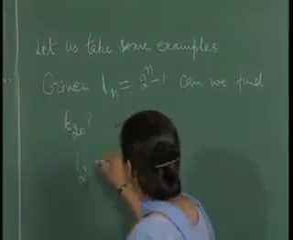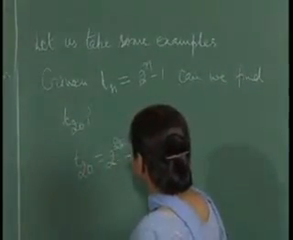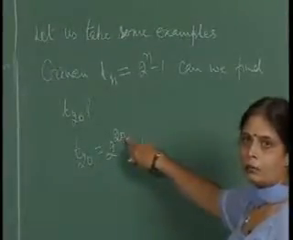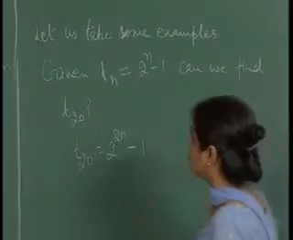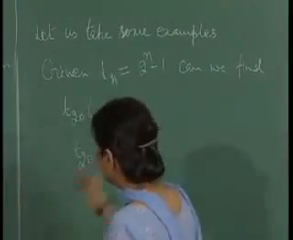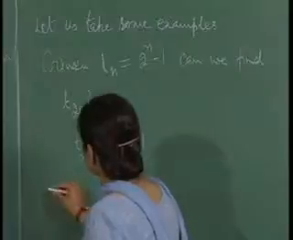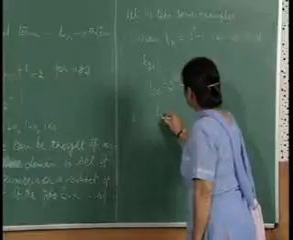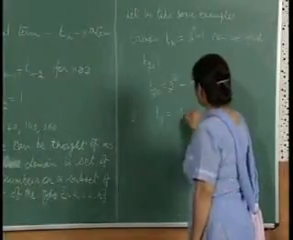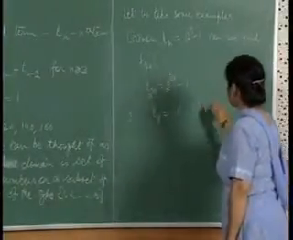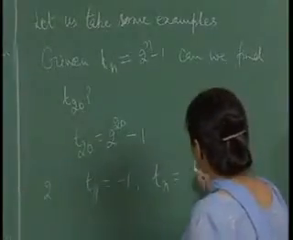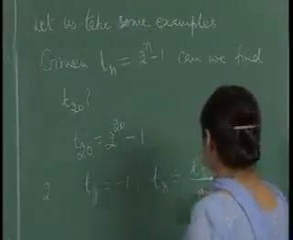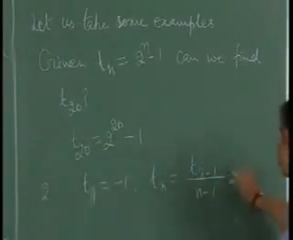So T20 will be simply 2 raised to power 20 minus 1. So you have to compute 2 raised to power 20, which is going to be a large number, and finally you can get the answer. Now similarly, if you have a sequence which is defined like, say, T1 is equal to minus 1 and Tn is equal to Tn minus 1 divided by n minus 1. Now this gives me a recurrence relation.